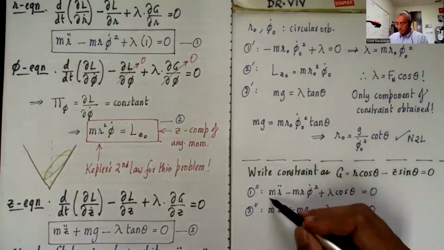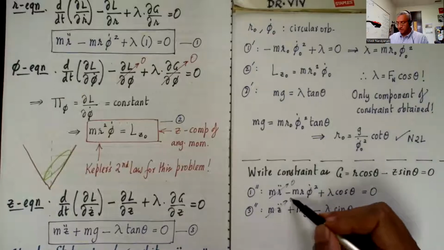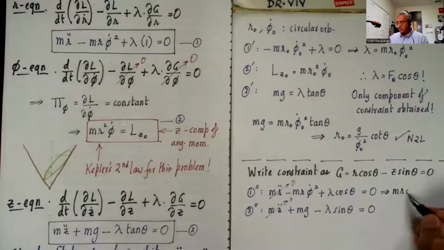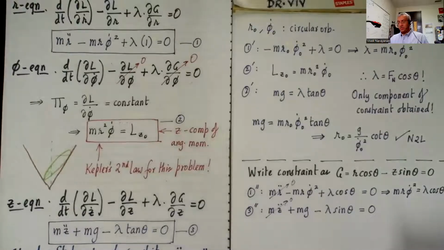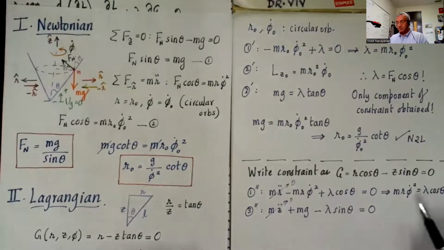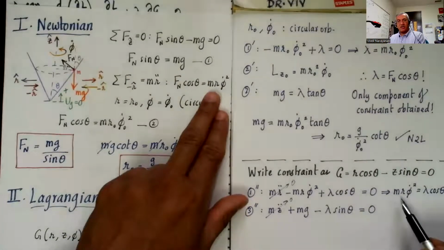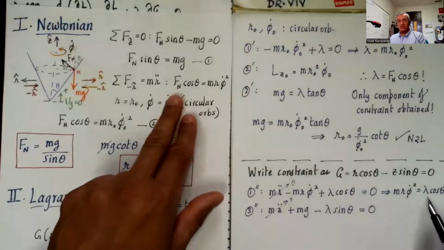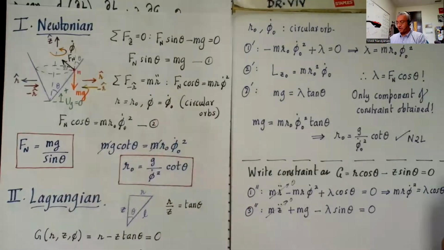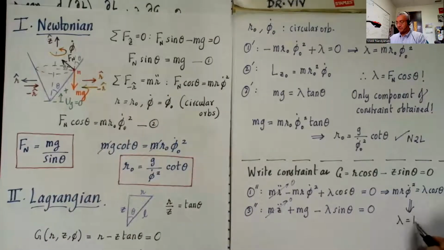When the orbits are circular, you don't have these terms. The first equation gives me m r phi dot squared equals lambda cosine theta. Now, I compare that with Newtonian, and I'm immediately home free. M r phi dot squared is indeed Fn cosine theta, which is equal to lambda cosine theta. So this gives me lambda equals Fn.